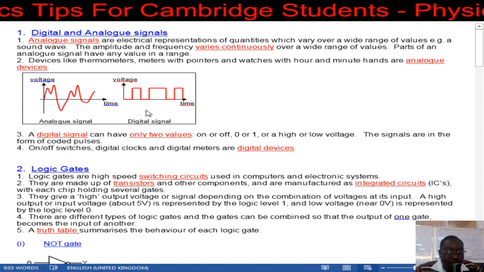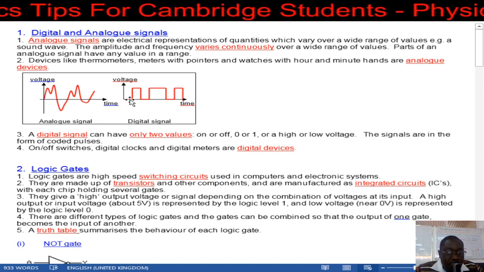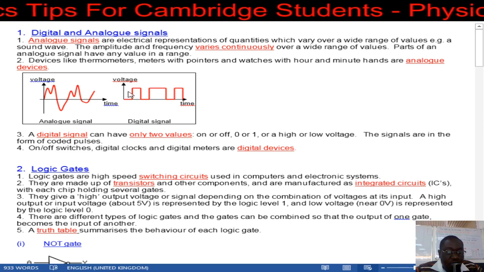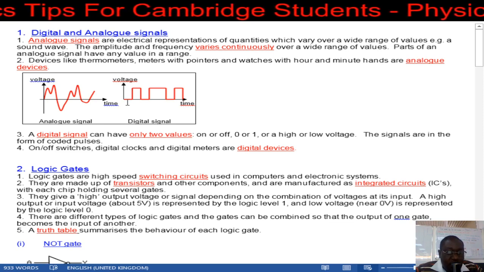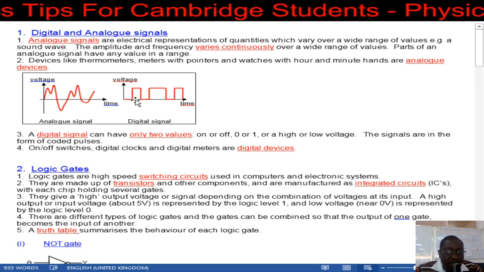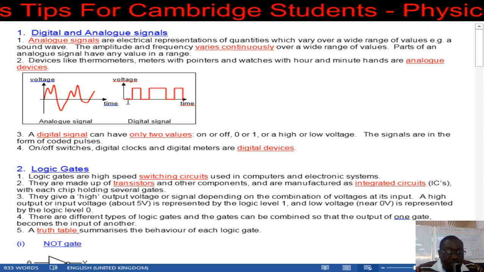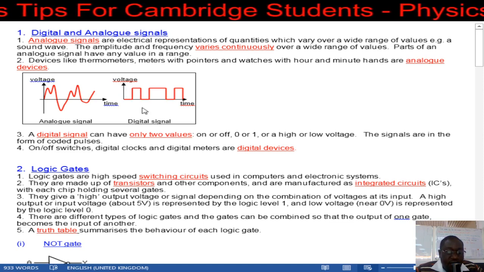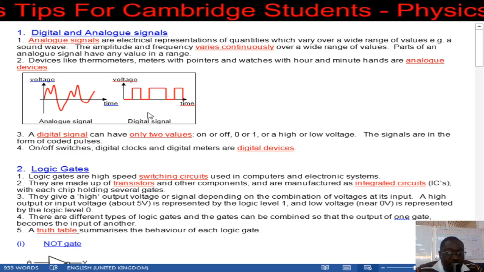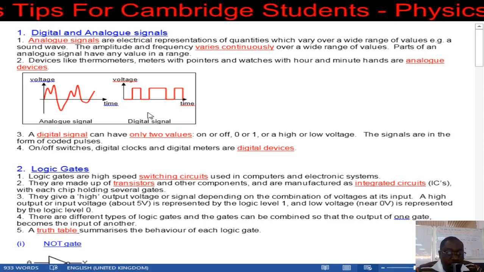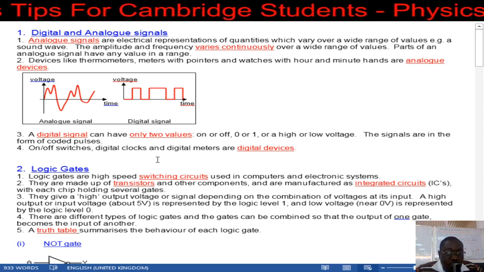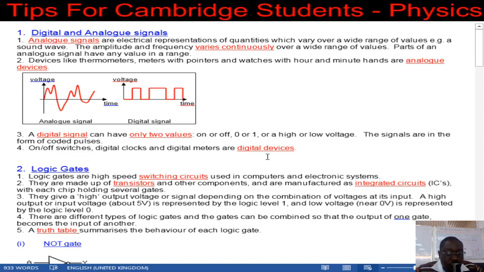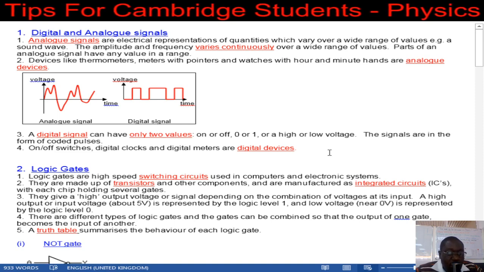Now in digital signals, you find that the output can either be 0 or 1. So these are binary values. So zeros are representing lows and ones representing highs. The signals are in the form of coded pulses. On-off switches, digital clocks, and digital meters are digital devices. You could name many more digital devices.